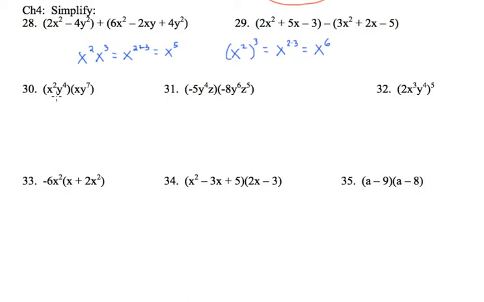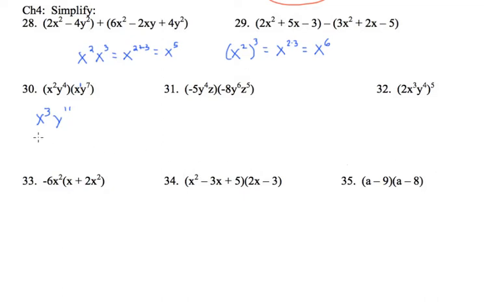So we're going to use that here in number 30. If I just have an x by itself, that's like x to the first power. So I have x squared and an x, so I'm going to add those two exponents. That gives me x to the third. I've got y to the fourth times y to the seventh, like bases, so I can add exponents. That's y to the 11th.